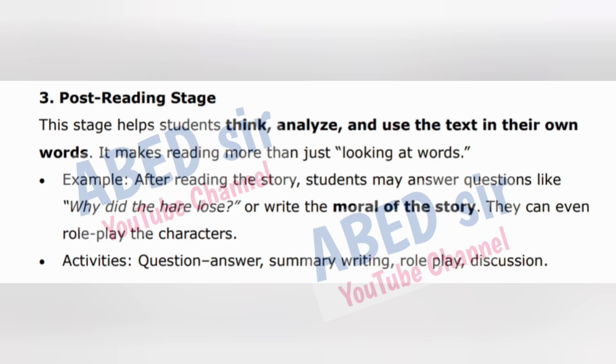3. Post-reading stage. This stage helps students think, analyze, and use the text in their own words. It makes reading more than just looking at words. Example, after reading the story, students may answer questions like "Why did the hare lose?" or write the moral of the story. They can even role-play the characters. Activities: question-answer, summary writing, role-play, discussion.